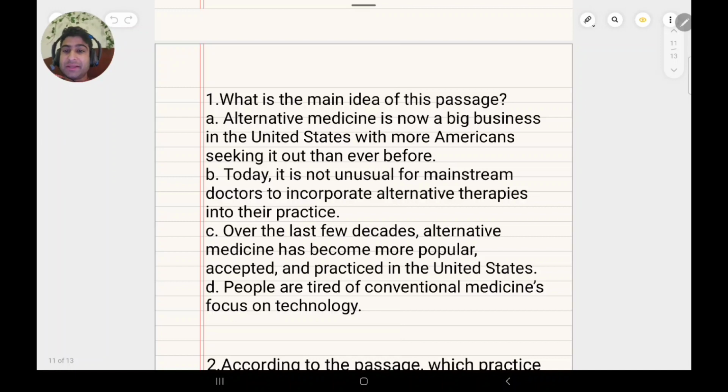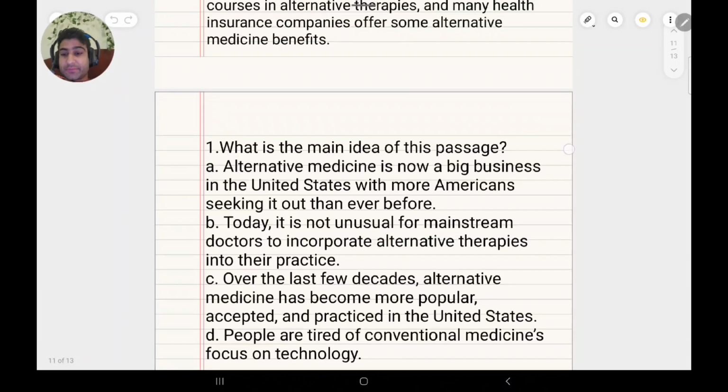Alternative medicine is now big business. They're not discussing the business, so let's cancel it. Today is not unusual for the mainstream doctors. There's nothing about the negative, right? Unusual is which is not the normal one. Cancel it. Over the last few decades, alternative medicine has become most popular, accepted and practiced in the United States. Could be people are tired of conventional medicines. Focus on technology. No, this is not the point.